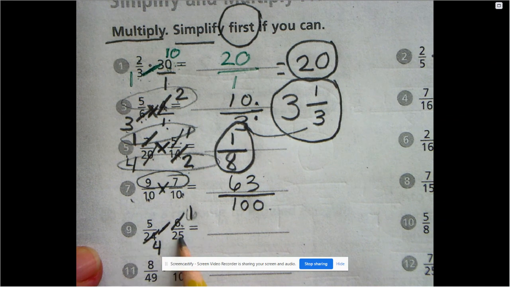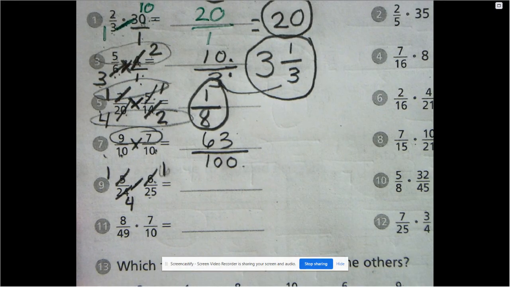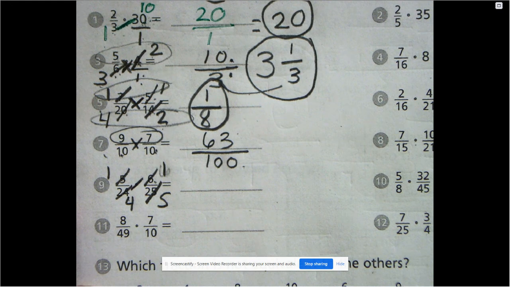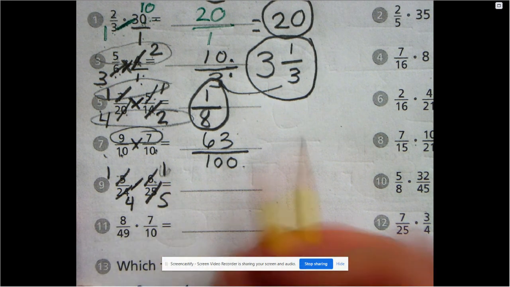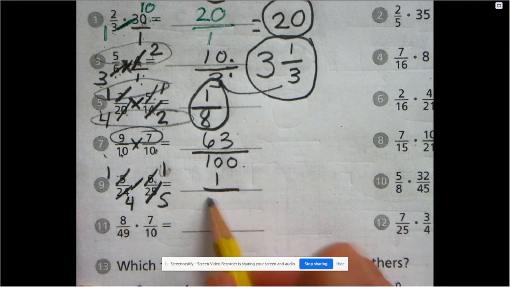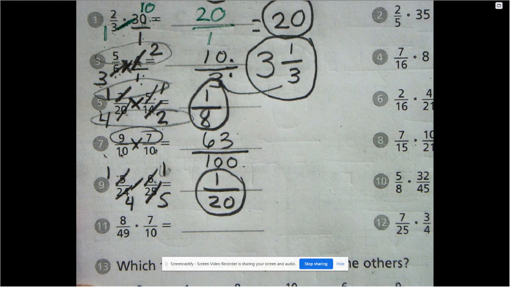What do you see with 5 and 25? 5 goes into 5 one time. 5 goes into 25 5 times. So I did my simplifying within. 1 times 1 is... 4 times 5 is... 1/20.